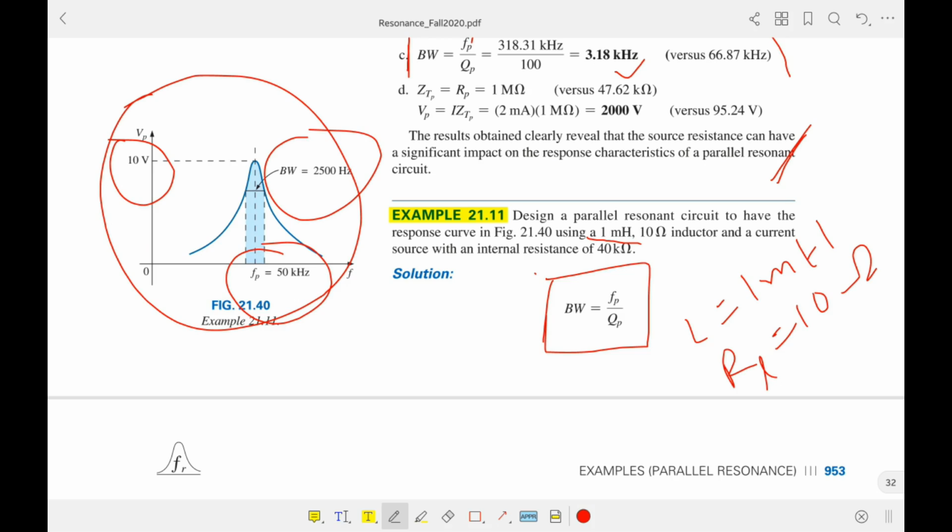That's why the inductance is written 1 millihenry 10 ohm. That means it has an internal resistance of 10 ohm. And a current source with an internal resistance of 40 kilo ohm. So the current source that we will be needing has an internal resistance of 40 kilo ohm.